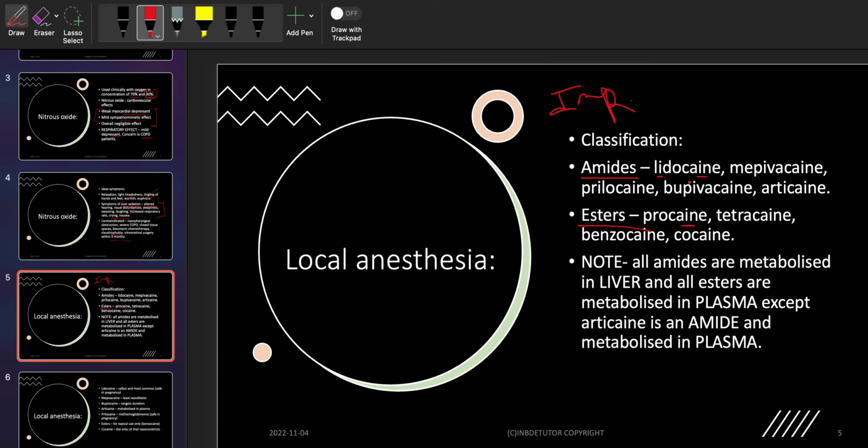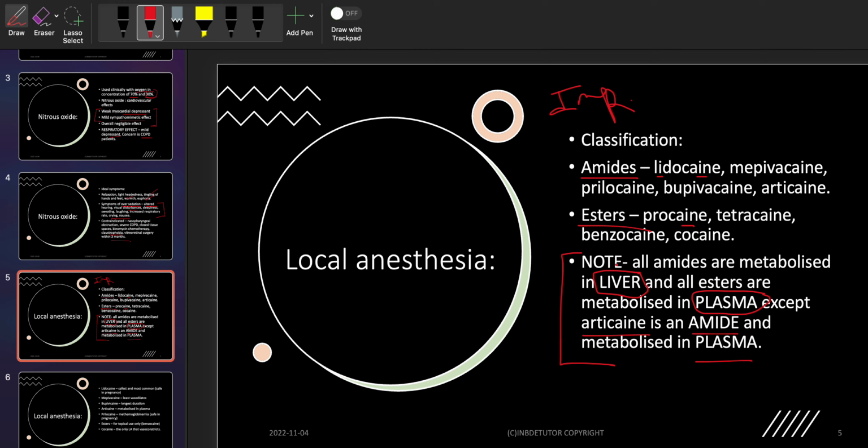The examples of amides are lidocaine, mepivacaine, prilocaine, bupivacaine, and articaine. And esters are procaine with the single i, tetracaine, benzocaine, and cocaine. Now, this is a very important note that I've added. Please pay attention to this note, guys. All amides are metabolized in the liver. This is an important point, and all esters are metabolized in plasma. Although there is an exception, as we have already studied, articaine is an amide, but it is metabolized in plasma, which is the site of metabolization for esters.